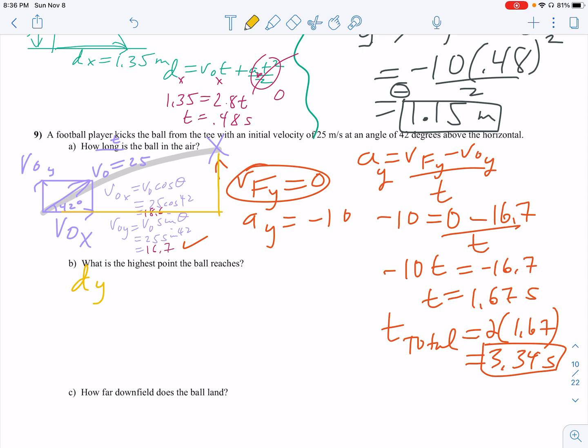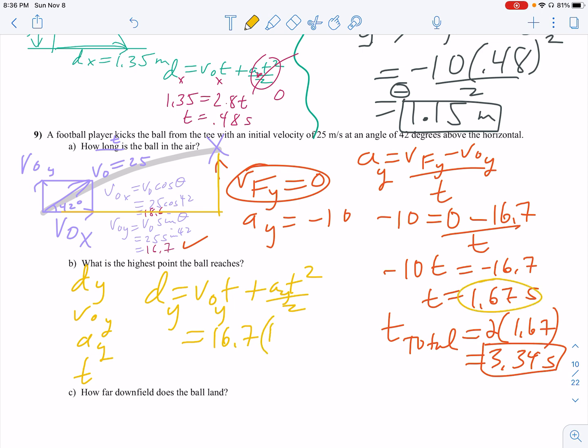So about, we have time. Let's see what I have. V0y, I have ay, I have time. So how about d equals v0t plus at squared over 2? Looks good. Only use the y values. So dy equals v0y, which is 16.7, times the time. Don't use the total time. Only use half the time, because that's the time it takes to get to the top.